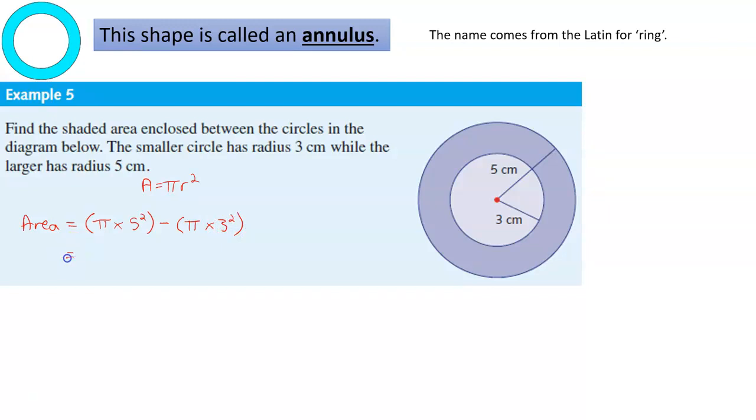Now I can evaluate this bracket, so pi times 5 squared, well 5 squared is 25, so I can just write that as 25 pi. 3 squared is 9, so I can write the second bracket as 9 pi. Then I have 25 pi minus 9 pi, which leaves me with 16 pi. It's an area. My radii are given in centimetres, so my area is in centimetres squared.